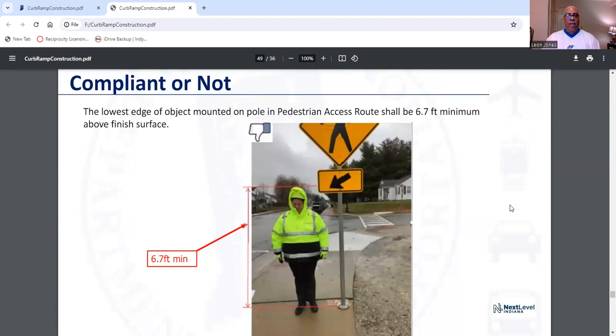Now, the lowest edge of the object mounted on a pole in the pedestrian access route shall be a minimum of 6.7 feet above the finished surface. That's what they're talking about here.